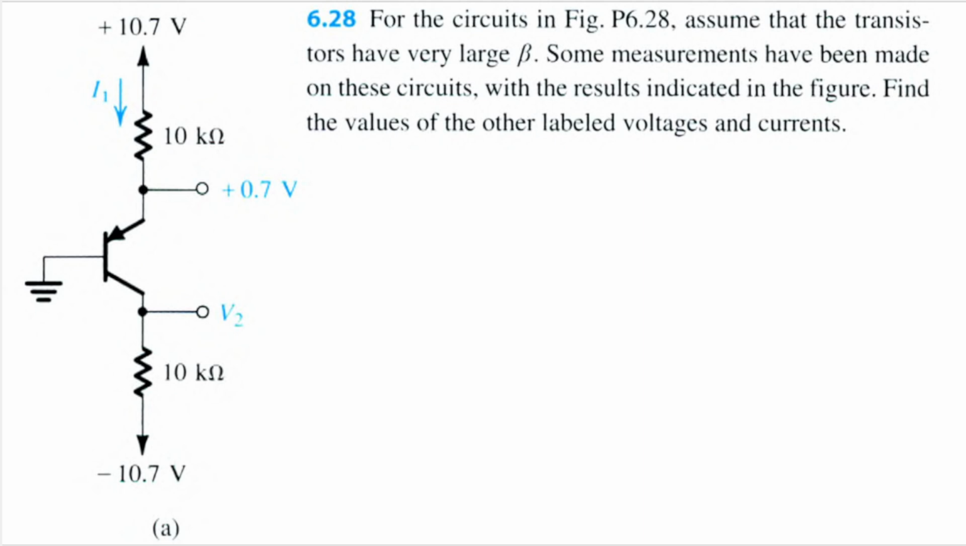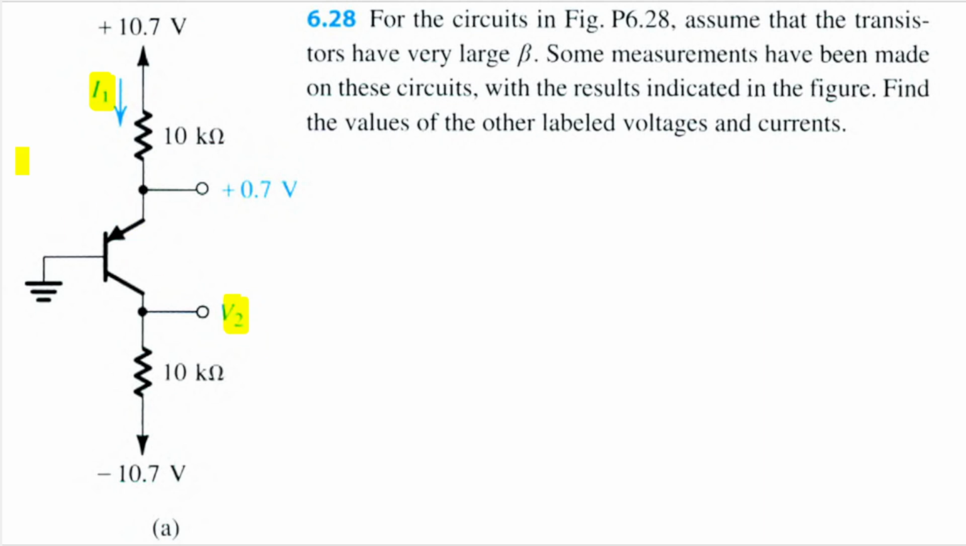So the question is, for the circuits in figure P6.28, assume that the transistors have very large beta. Some measurements have been made on these circuits with results indicated in the figure. Find the values of other ladder voltages and currents. In problem A, we are asked to find I1 and then V2.